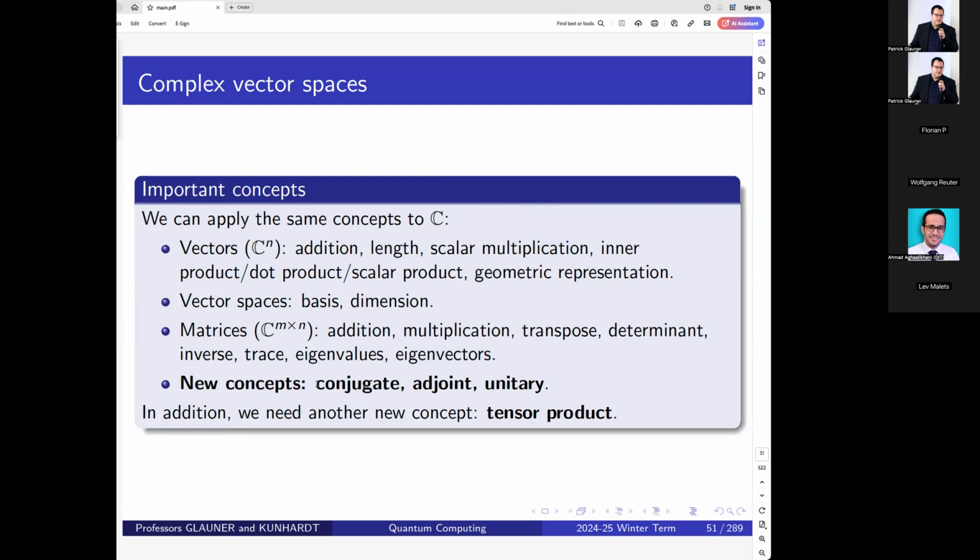Concretely, we look at 3 new concepts when it comes to complex linear algebra. We will study the conjugate matrix, the adjoint matrix, and unitary matrices. And once we have studied that, which will take maybe 20 minutes, we will look at another linear algebra concept, which is tensor products. And then we have all the maths needed for the rest of the course.